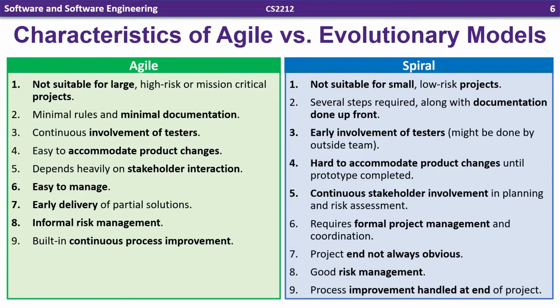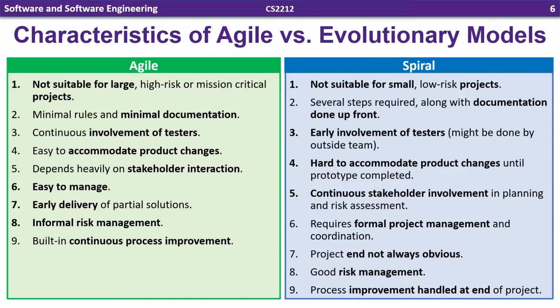So again, just to review a little bit, some characteristics of an agile methodology versus an evolutionary model. Remember that spiral is an evolutionary prescriptive model. So for agile, number one, it's not suitable for large, high-risk, or mission-critical projects. Agile tends to be better for small teams. Number two, minimal rules and minimal documentation. Agile is a lightweight methodology, meaning we only want documentation when it's actually going to be used, when it's necessary. Number three, we want continuous involvement of testers to easily accommodate project changes. That's the whole driver behind Agile.